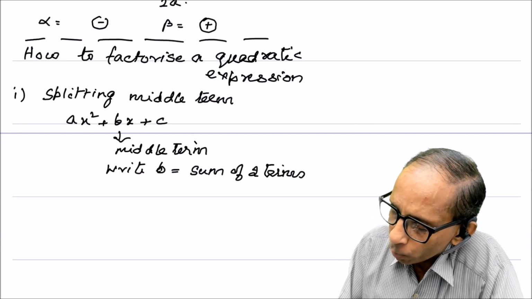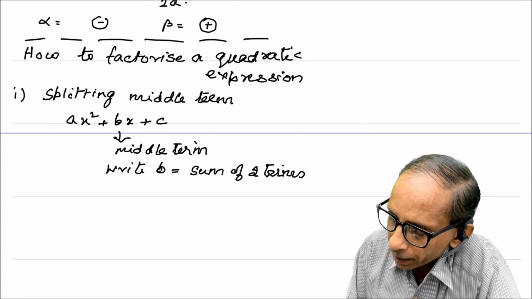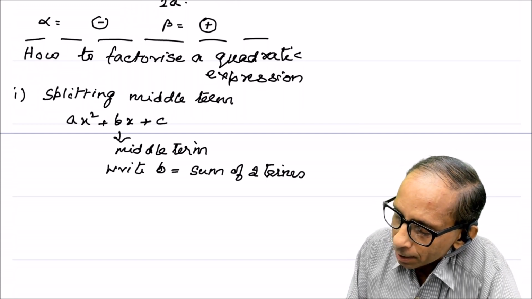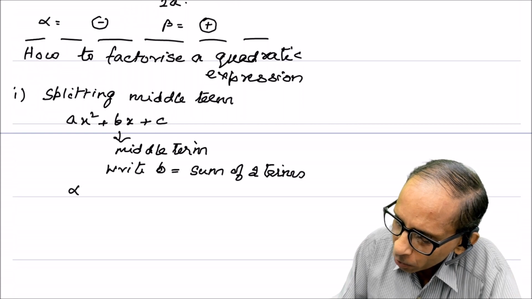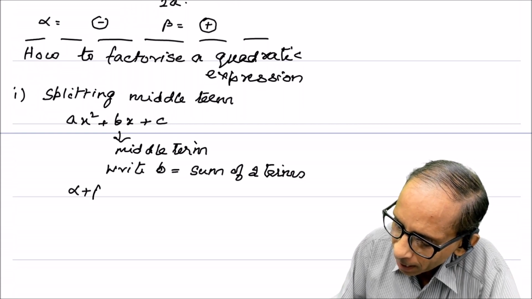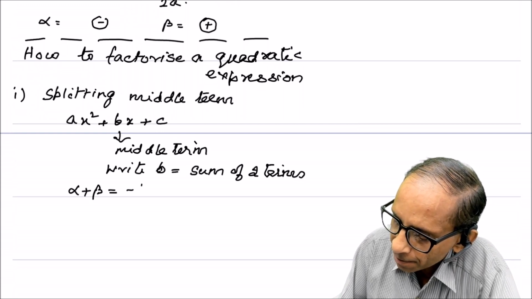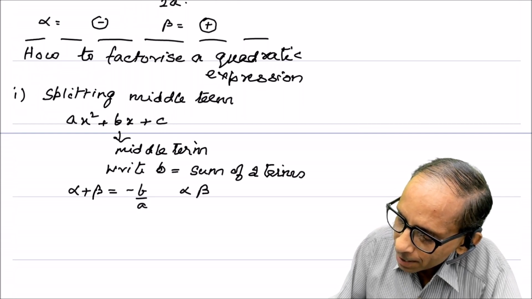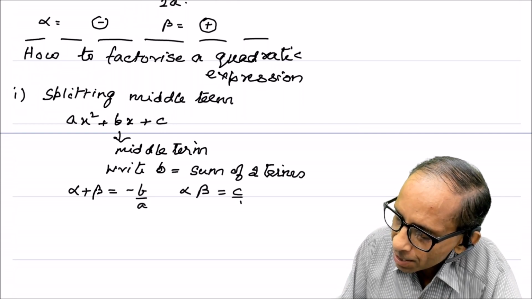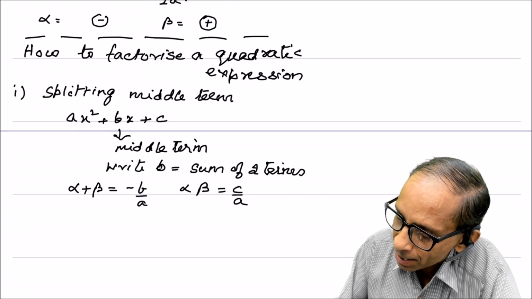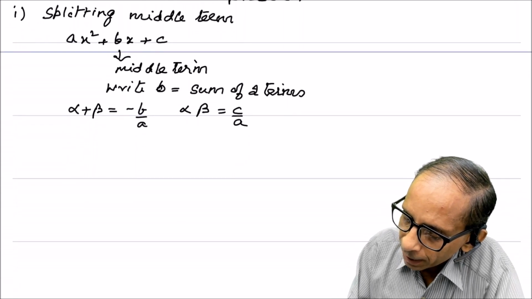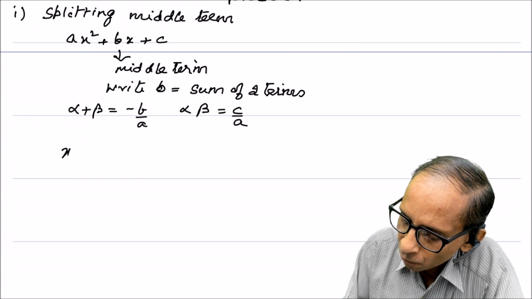And the way to do it is that when you split it as a sum of two terms, then you should be able to have that this alpha plus beta, which is minus b by a, and this alpha beta, which is c by a, both of them get satisfied. We illustrate this by means of an example.